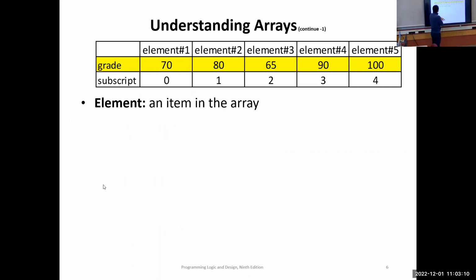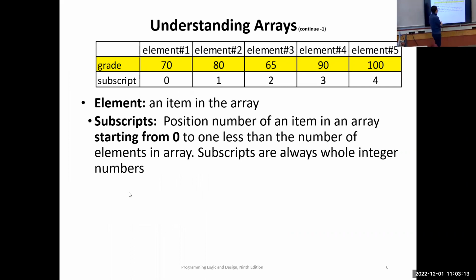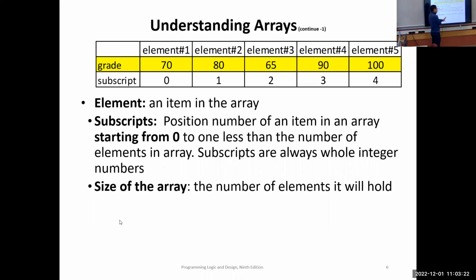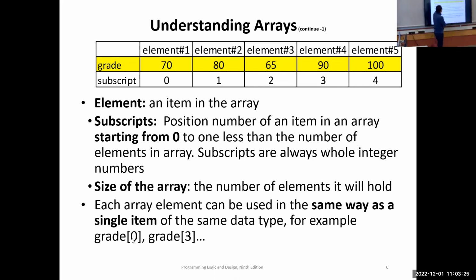Okay, so again, an element is an item in the array, right? Subscript is the position of the item in the array, starting from 0 to 1 less than the number of elements in the array. The size of the array is the number of elements in it, right? So think for this one, you have grade, which is the name of the array, and the size of this one is 1, 2, 3, 4, 5 here. And each array element can be used, right? Whenever you want to access any single element, you have to use a combination of both the name of the array and the index number here. Think about if you have grade number 3, that means you have element number 4 here, right? That's something you have to pay attention to.